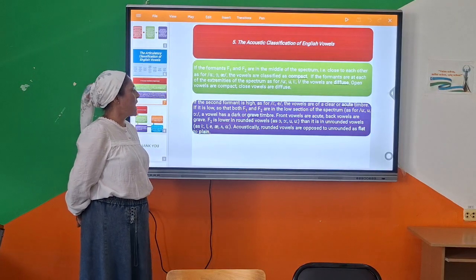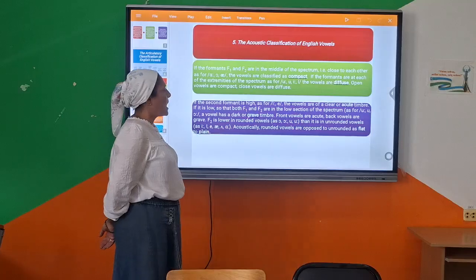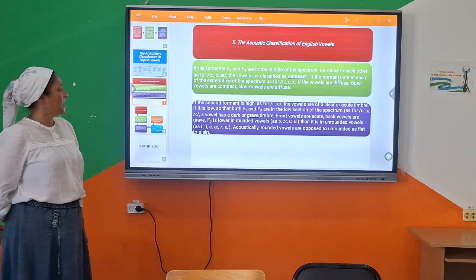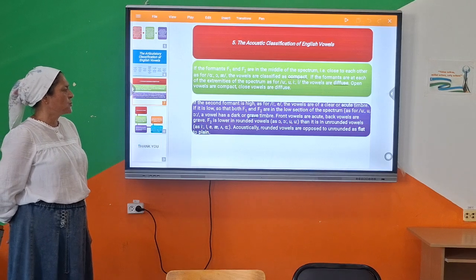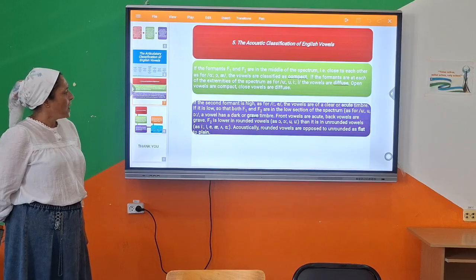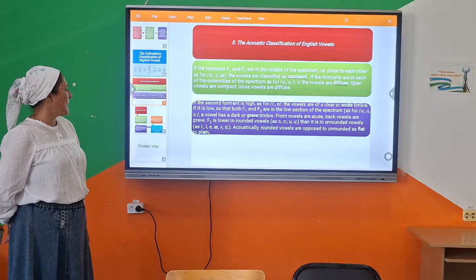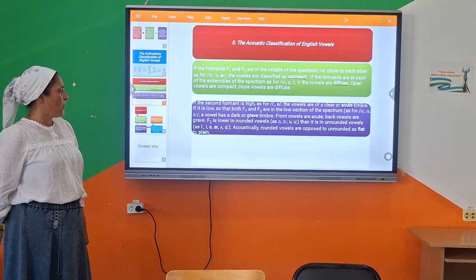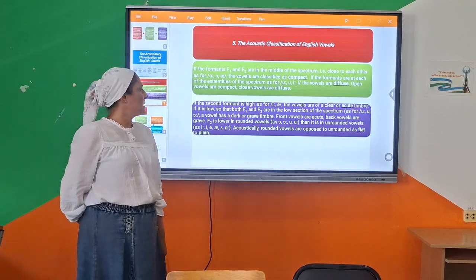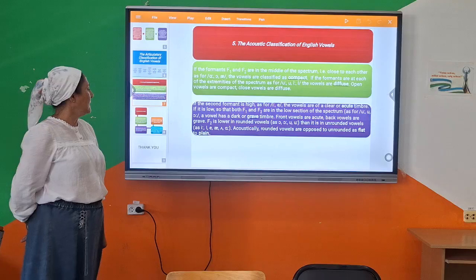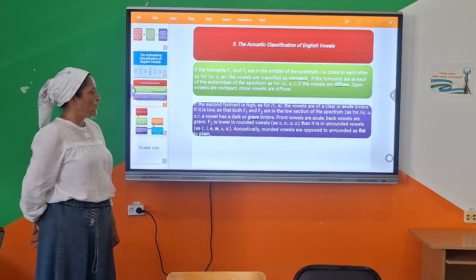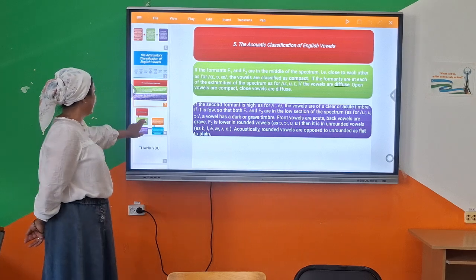If the second formant is high, the vowels are of a clear or acute timbre. If it is low, so that both F1 and F2 are in the low section of the spectrum, the vowel has a dark or grave timbre. Front vowels are acute, back vowels are grave. F2 is lower in rounded vowels than in unrounded vowels. Acoustically, rounded vowels are opposed to unrounded as flat to plain.